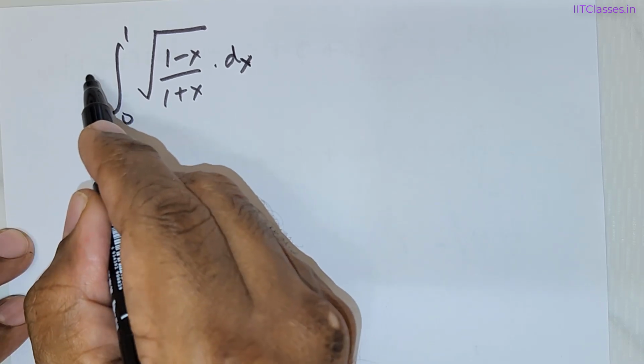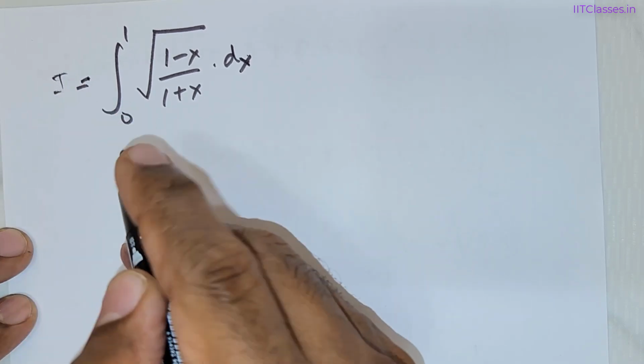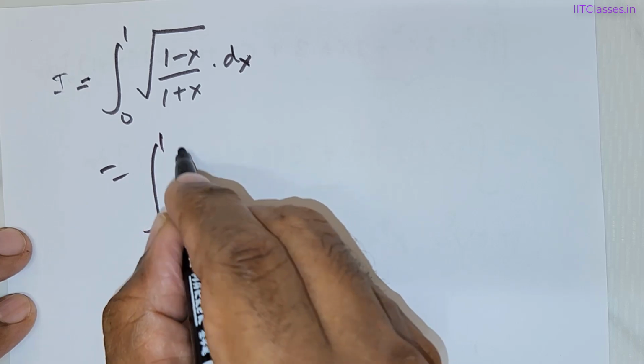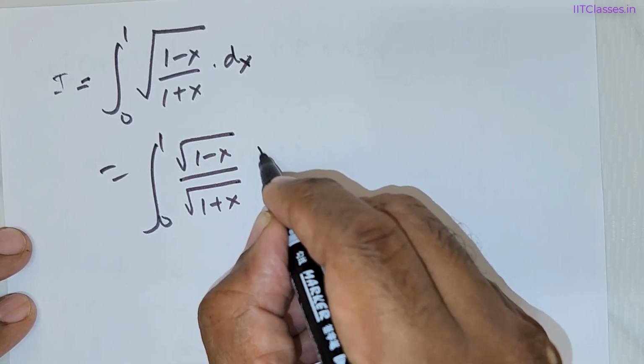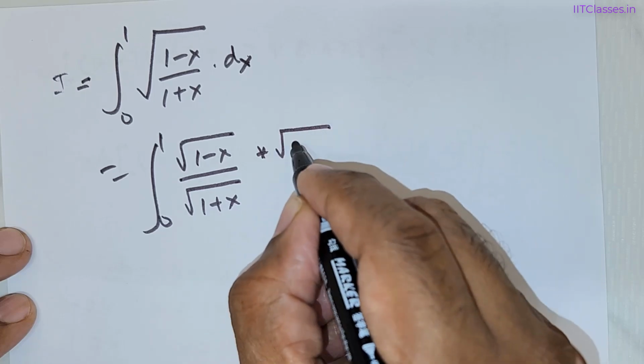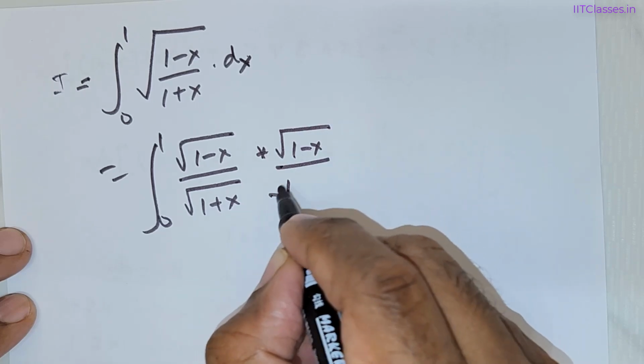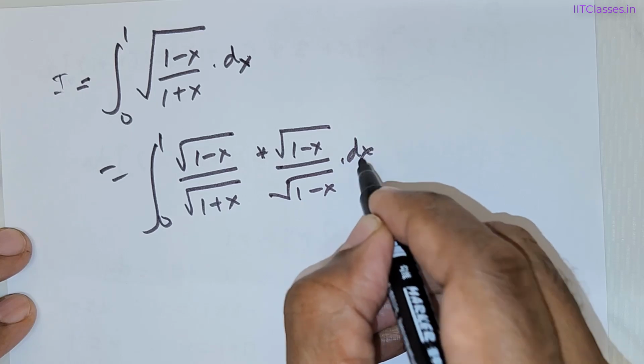We are expected to integrate this. I'm going to take this as I and rewrite it as the integral from 0 to 1 of root of (1 - x) divided by (1 + x). I'm going to multiply the numerator and denominator by (1 - x), times dx.